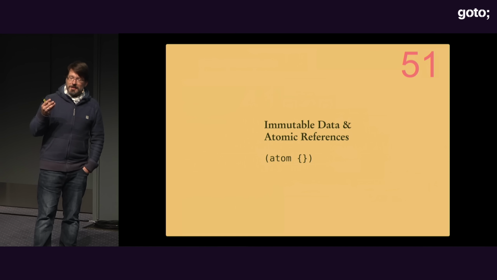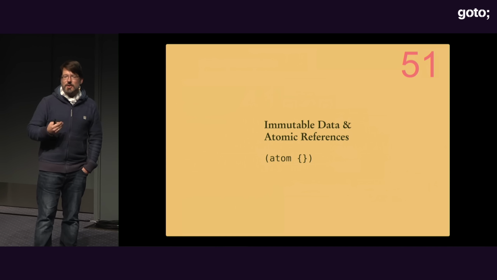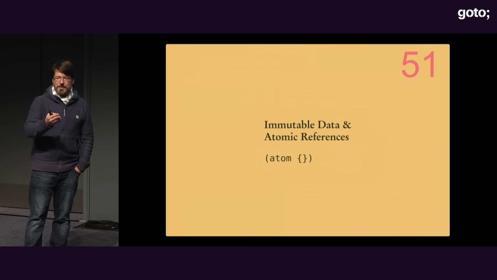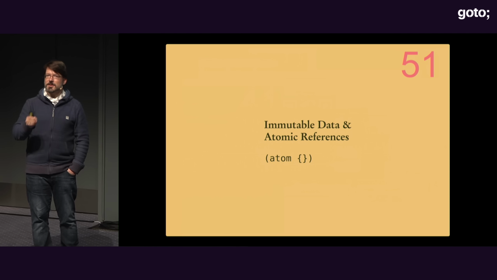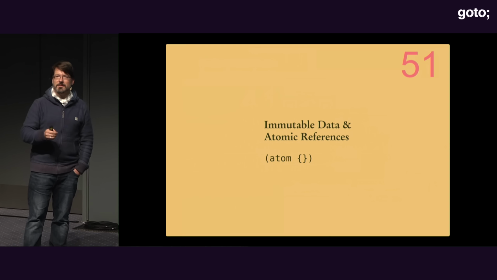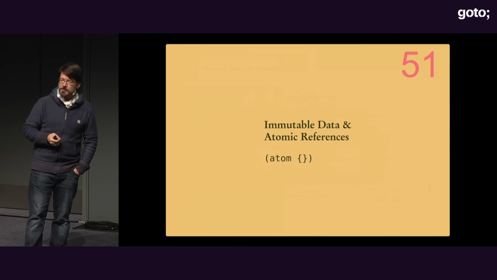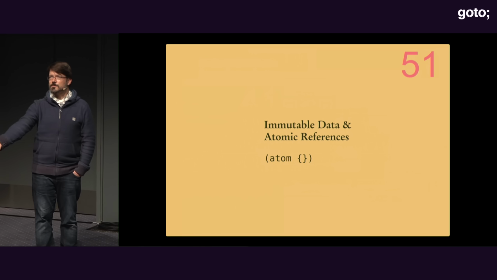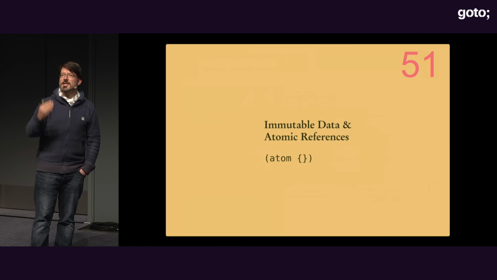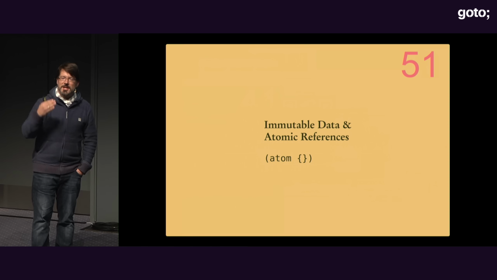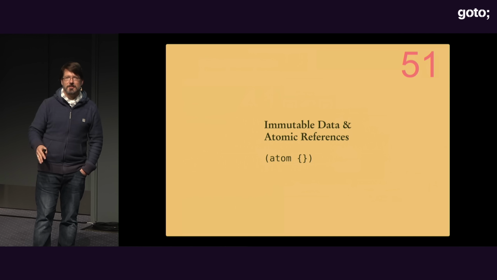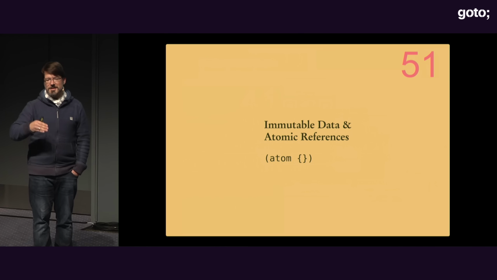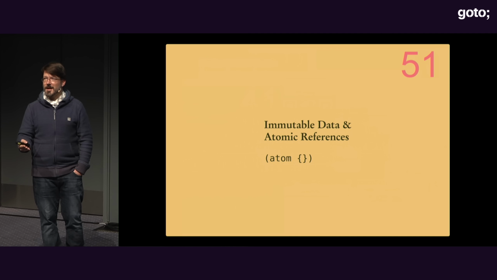And there in Clojure, you have atomic references. So with this function atom, you can create an atomic reference. You give it an initial value, here an empty map. And then you can dereference that atom to access its value. And you have a clear interface to change it. When you change it with special functions, if you try it in any other way, you will get an error.